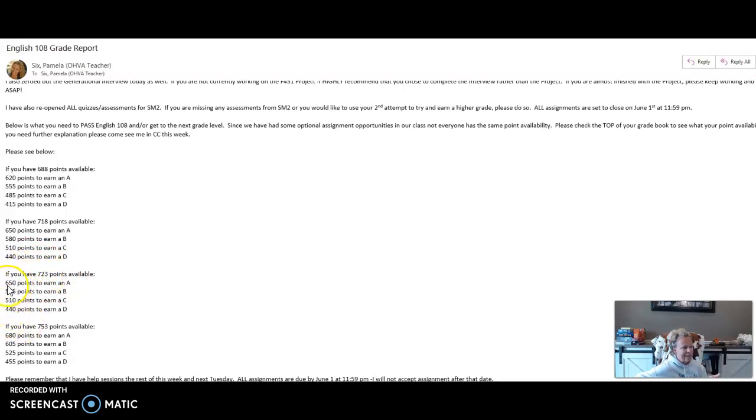To earn an A, they would need 650. To earn a B, they would need 585. To earn a C, they would need 510. And to earn a D, they would need 440 points, right? That student's already at an A minus. So they may want to make sure they get to the A point.